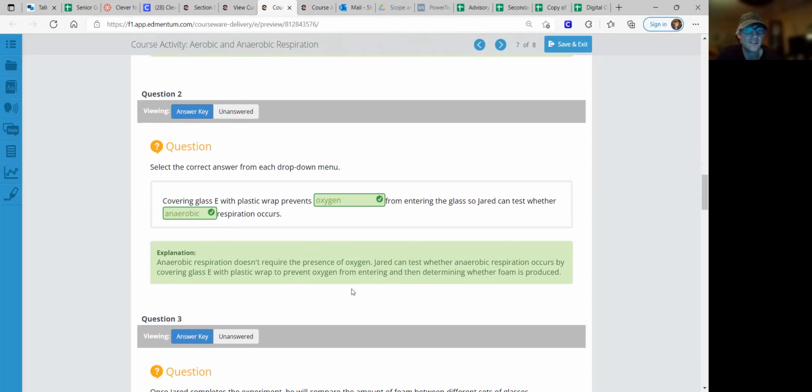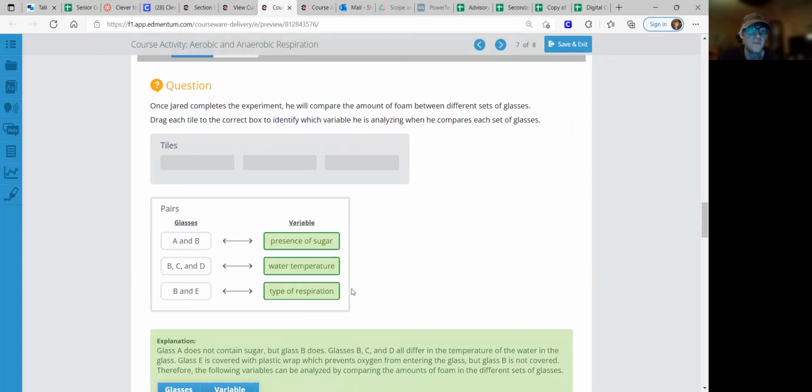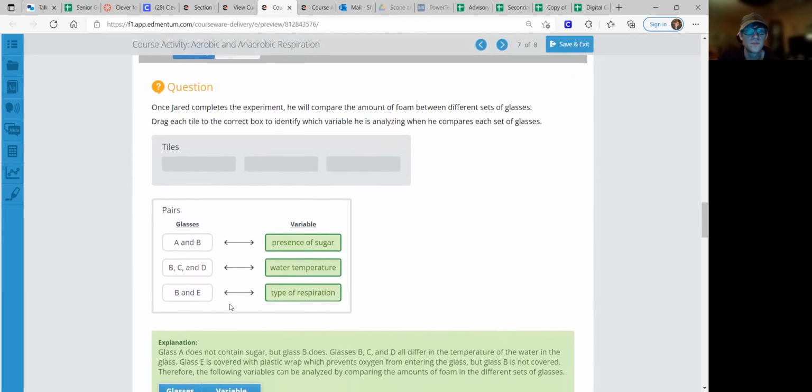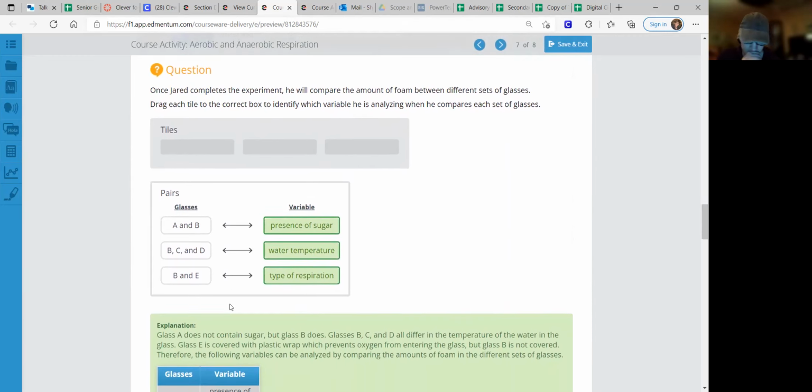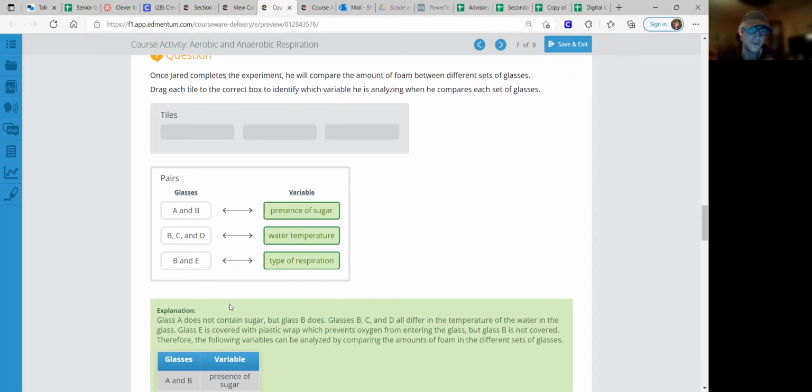Now we're pairing up the glasses and the variables. So what do A and B have in common? There's sugar, or you're testing the variable and comparing between the two. So between A and B, you're seeing if the sugar has something to do with it. Between B, C, and D, you're changing the water temperature. B and E, we're looking for the type of respiration: oxygen, aerobic, non-oxygen, anaerobic.